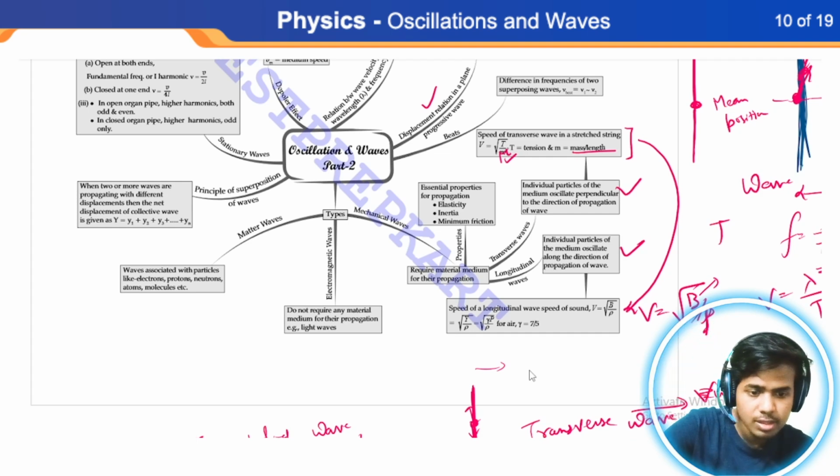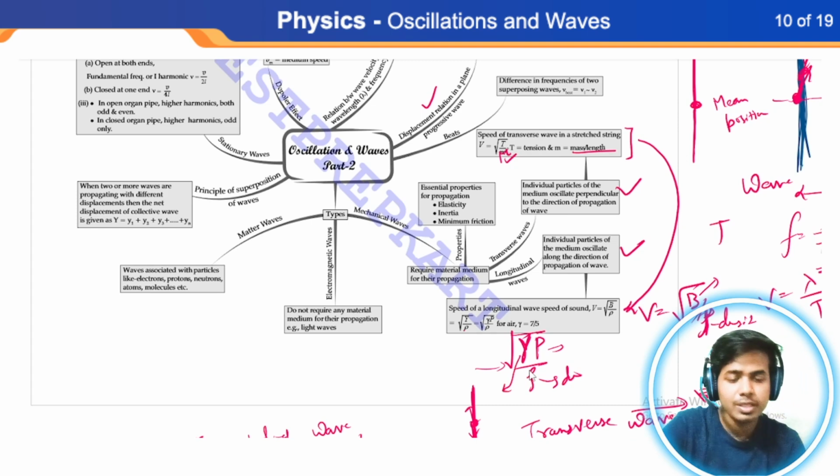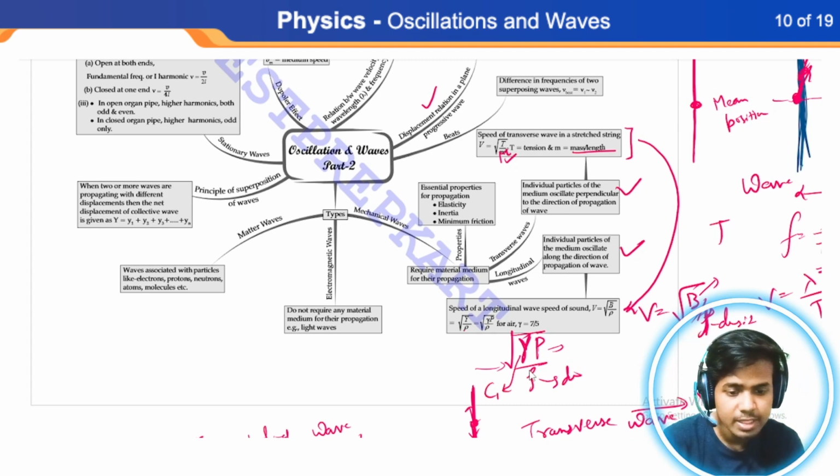And this thing, in other forms it can be related to gamma P upon rho. This is the density, this is also density, while this is pressure, and this is the ratio of specific heats, right? Cp by Cv.